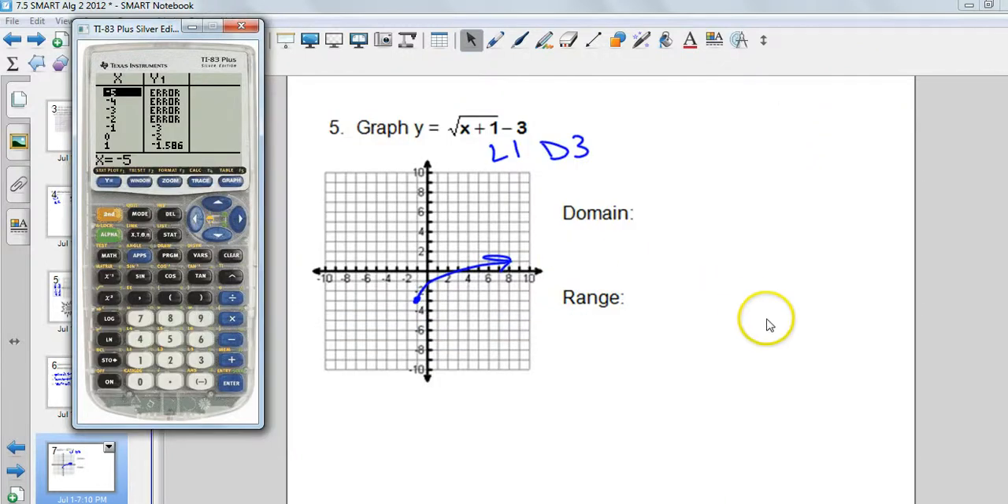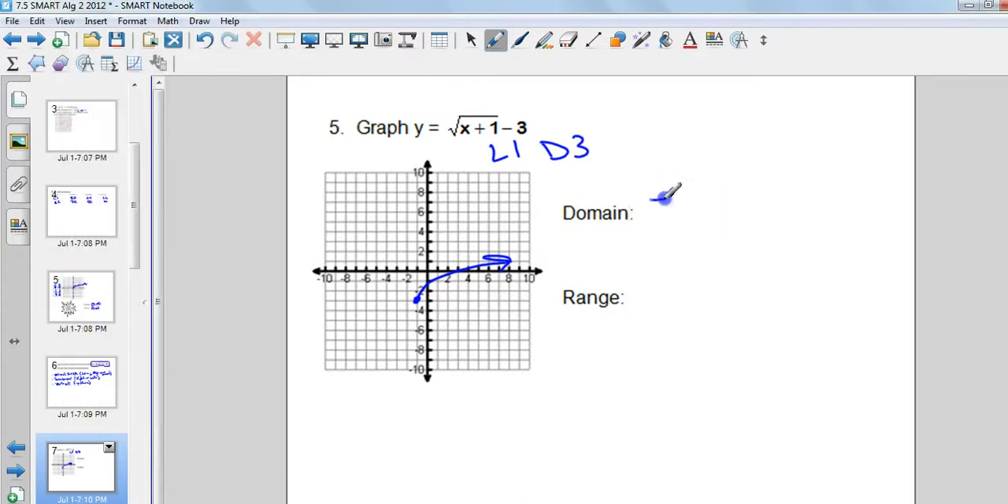So, as you can tell, I didn't graph too accurately, but hopefully you will on your homework and tests and quizzes. The domain, this time, started at -1, and then goes forever to the right. And then the range started at -3, and goes forever up. So there's your domain and range.